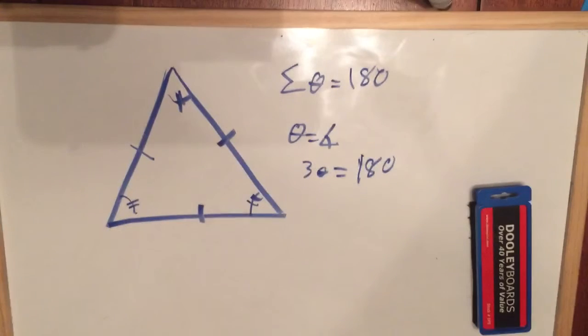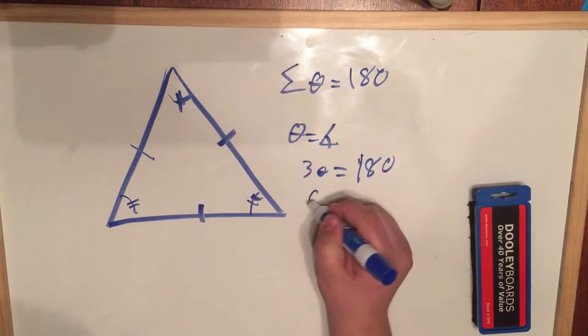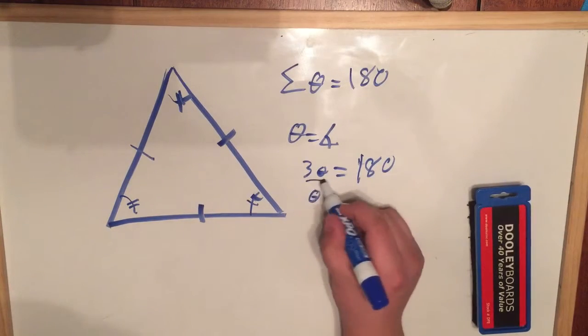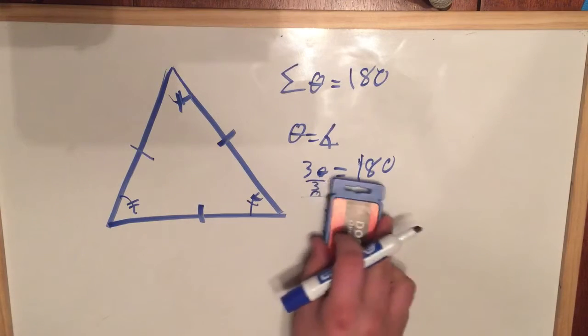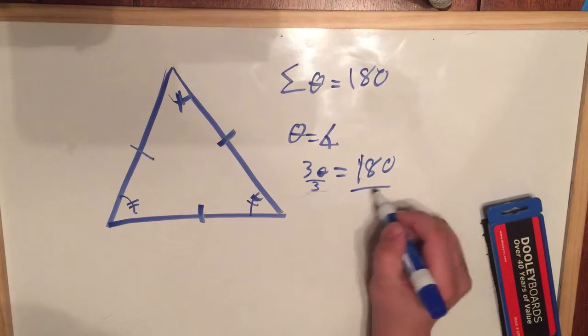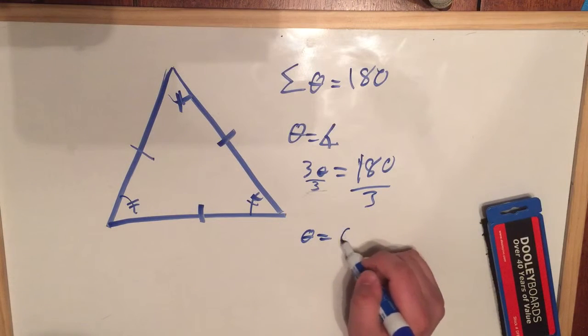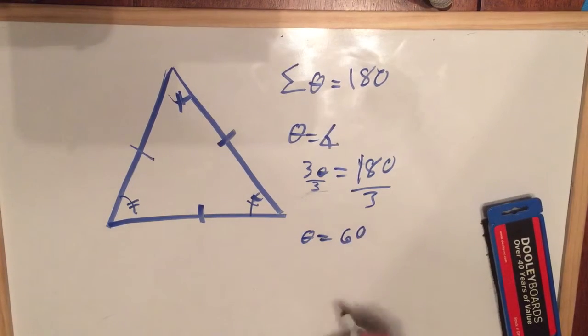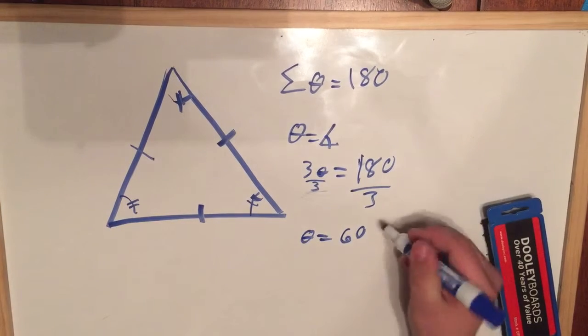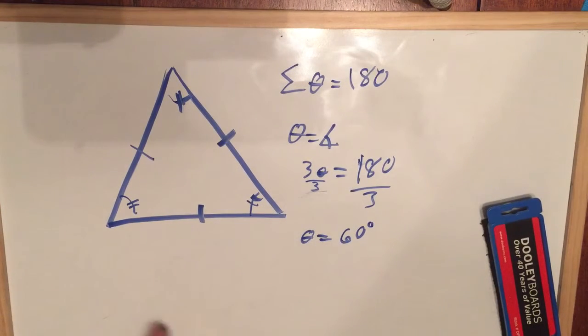Then we have to divide each side by 3. And then theta equals 60. If you guys do the math in your calculators, that's fine as well, but this is going to be 60 degrees per each of these angles. And that's that basic triangle.